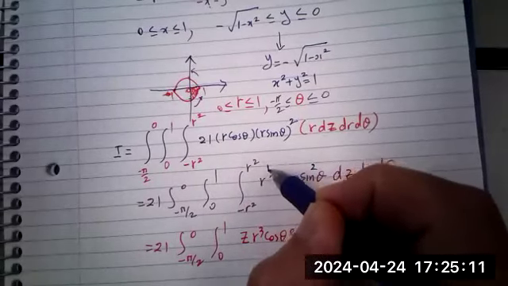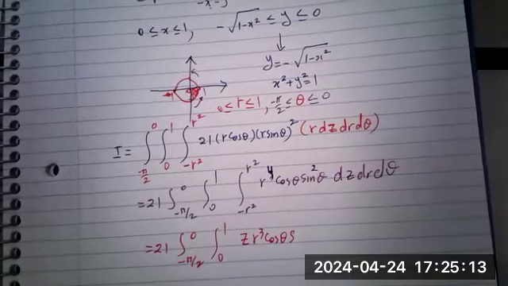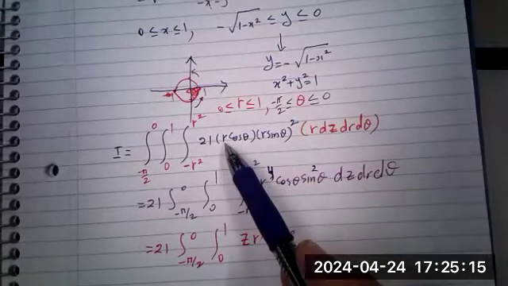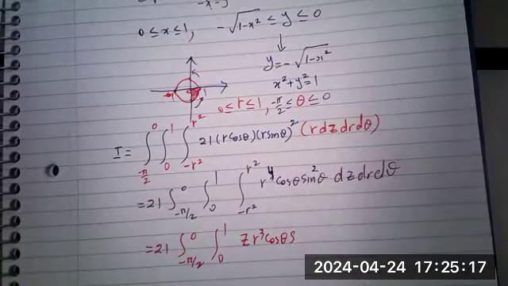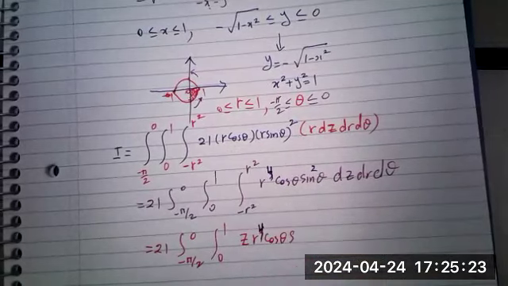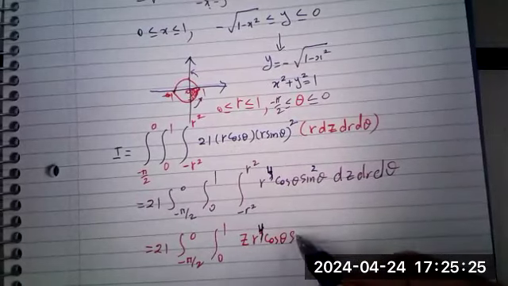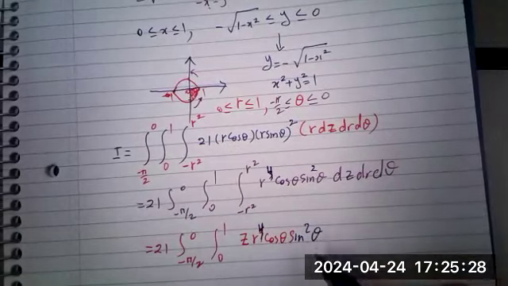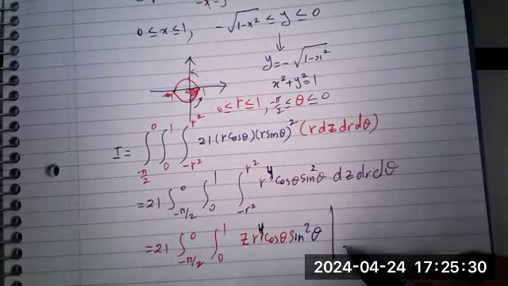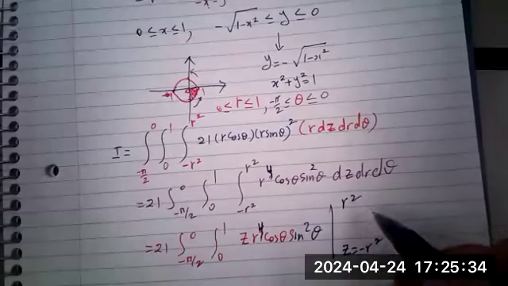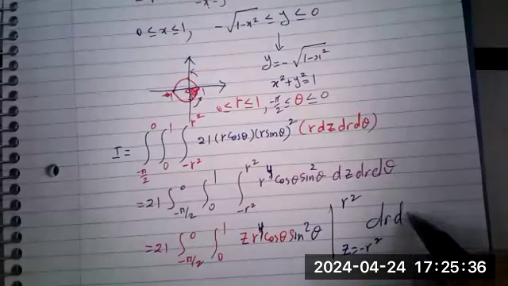This is r to the 4th. Okay, you get r squared, r. So this is r to the 4th, cosine theta, sine squared theta. Then z going from negative r squared to r squared, and when you're done, it's dr d theta.